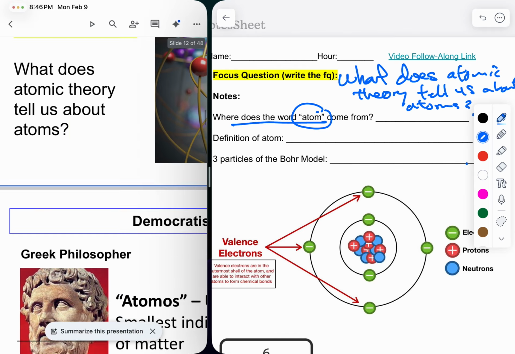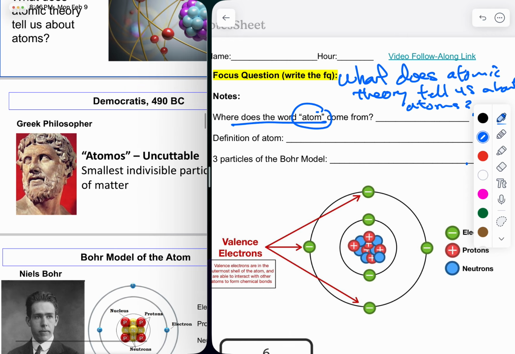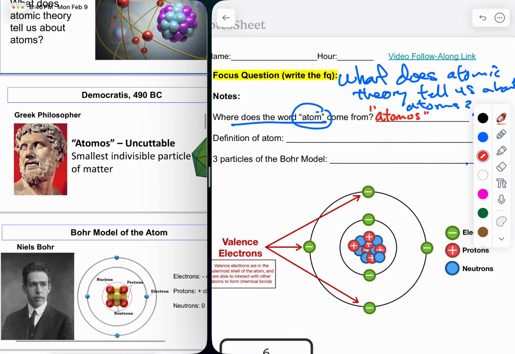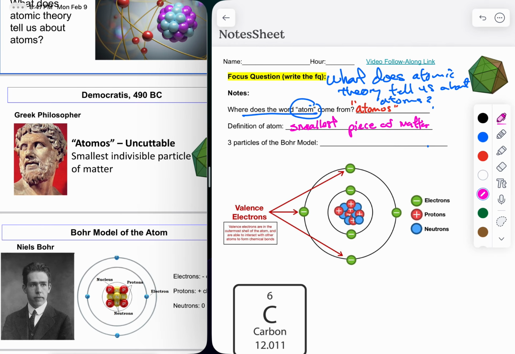So let's talk about this word atom. Where does it come from? If you look on my left here, you'll see that this word atom comes from the word atomos. It's a Greek word. It means smallest indivisible particle of matter. So what's the definition of the word atom? Well, it is the smallest piece of matter. Okay, so that is the definition.